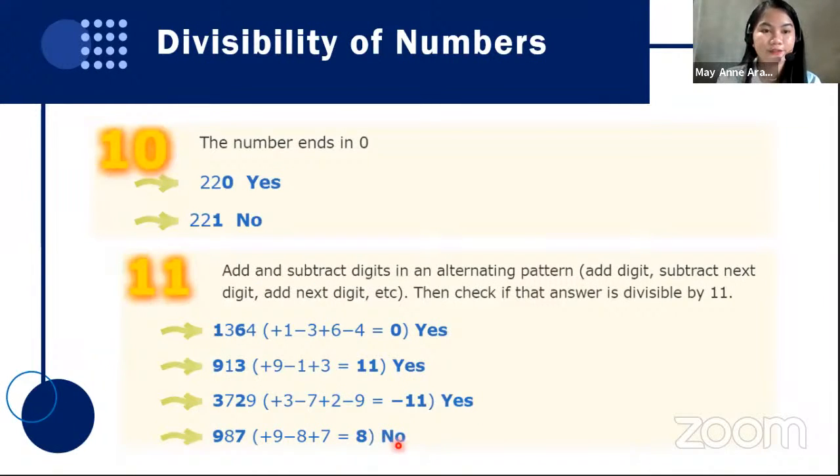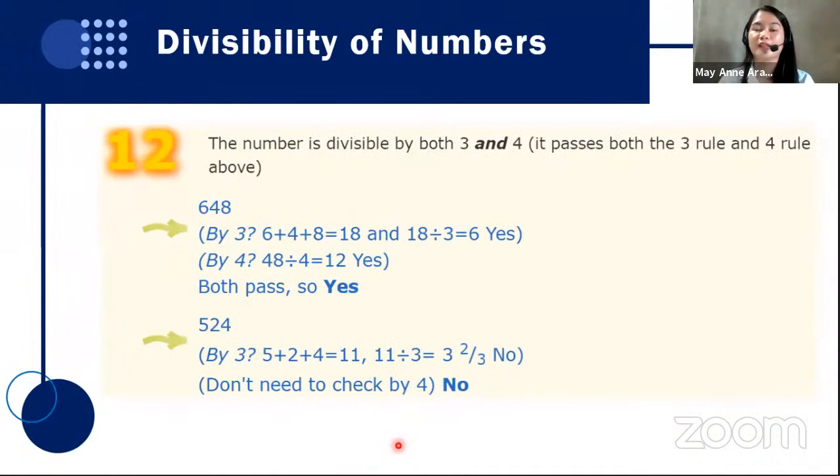Okay, last for the divisibility rule of 12. Again, it should pass both the rule for 3 and 4 since 4 times 3 is 12. So for 648, let us add the digits for the divisibility rule of 3. So 6 plus 4 plus 8 is 18. Since 18 is divisible by 3, it passed the rule for 3.